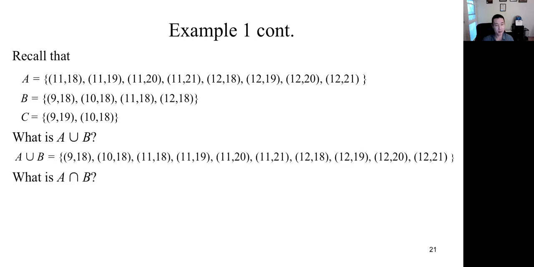Right, and we write what is A and B and what is A or B. This is A or B. This is A and B.